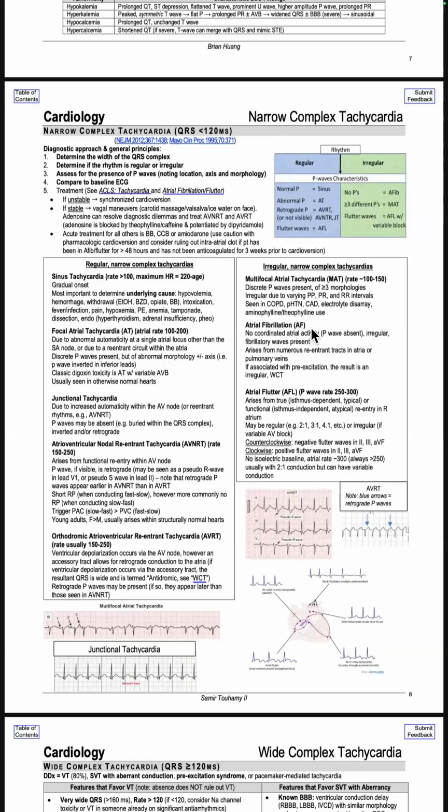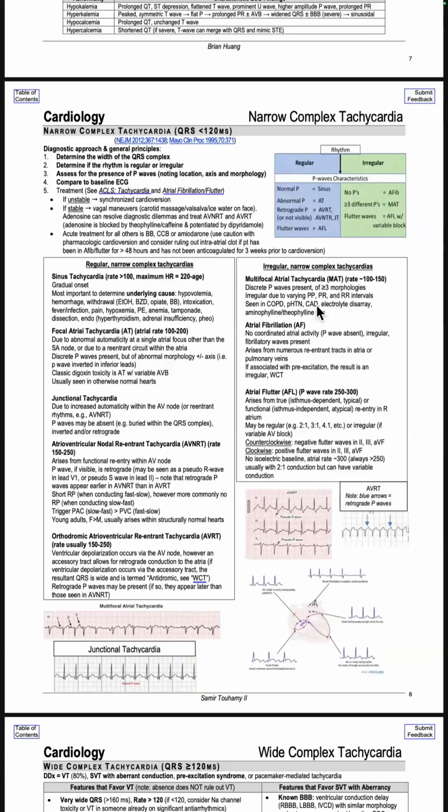The first one I'm going to talk about is multifocal atrial tachycardia. So this will have a rate of 100 to 150, and there will be discrete P waves, but of greater than or equal to 3 morphologies. The rhythm is irregular due to varying PP, PR, and RR intervals. The conditions this is seen in are COPD, pulmonary hypertension, coronary artery disease, electrolyte disarray, and aminophylline and theophylline use.